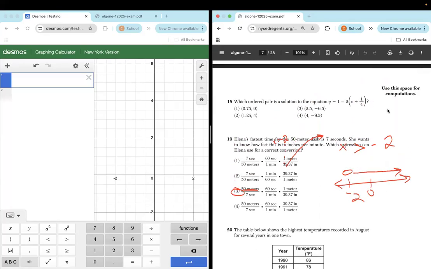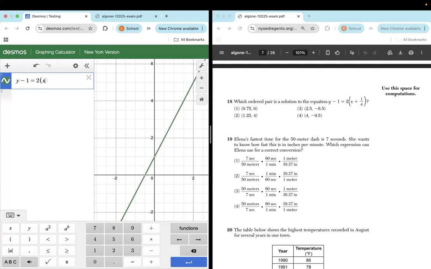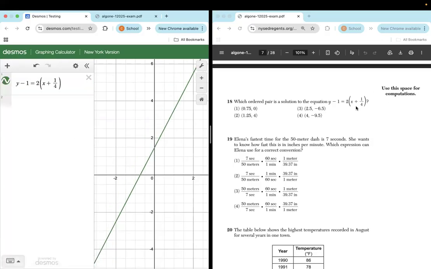Okay. Number 18. Which ordered pair is a solution to the equation y minus 1 equals 2 times x plus 1/4? Another question where Desmos is going to be our best friend. Okay, y minus 1 equals 2 times x plus 1/4. Okay, I've graphed the equation of this line. If an ordered pair or a point is a solution, it means it's on the line because a line is just a set of all the points that are solutions to the equation of the line. So I need to find out which one of these points is on this line.